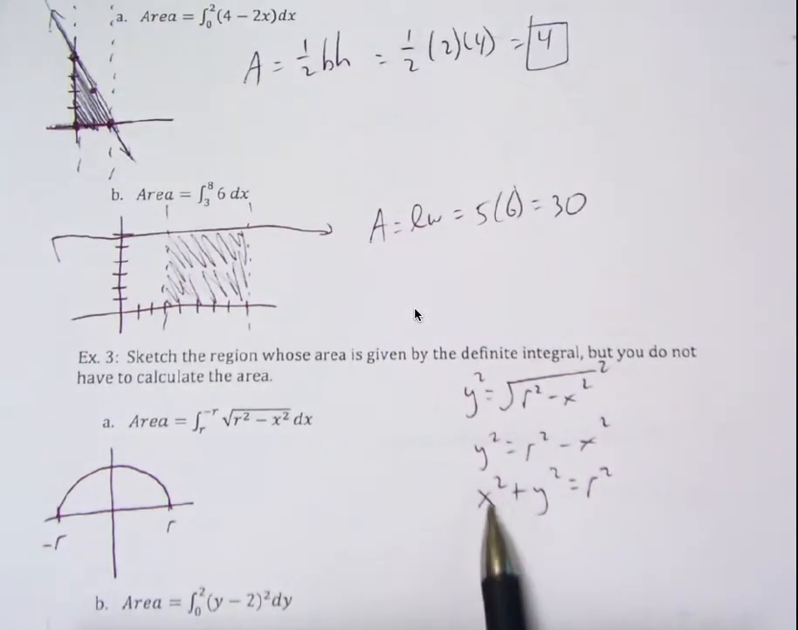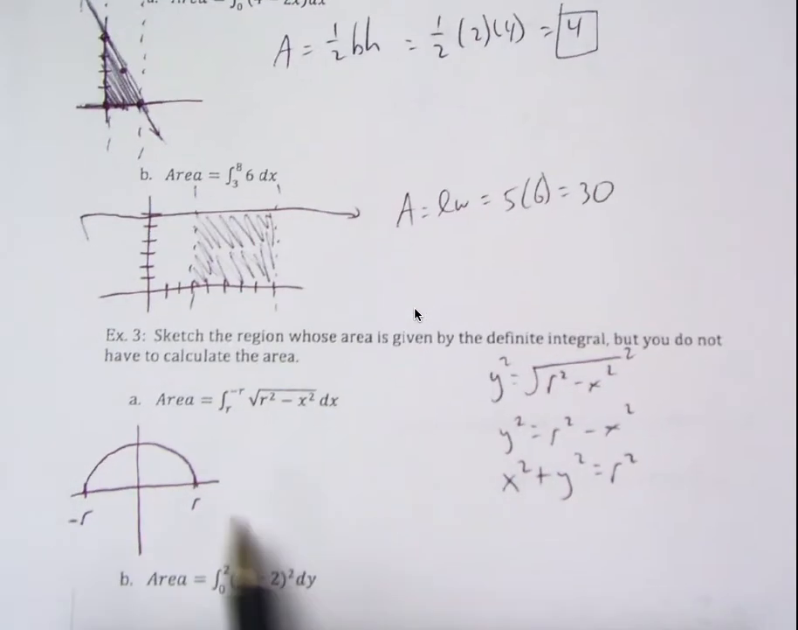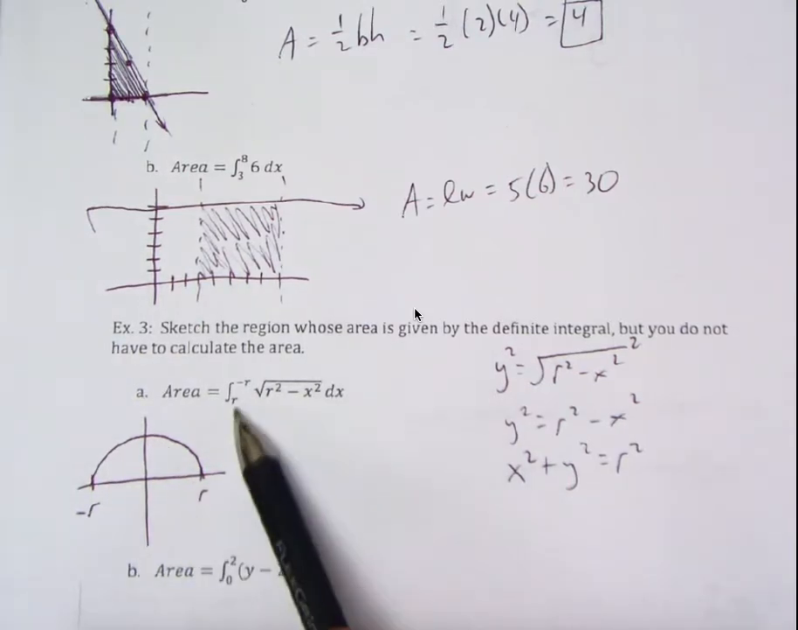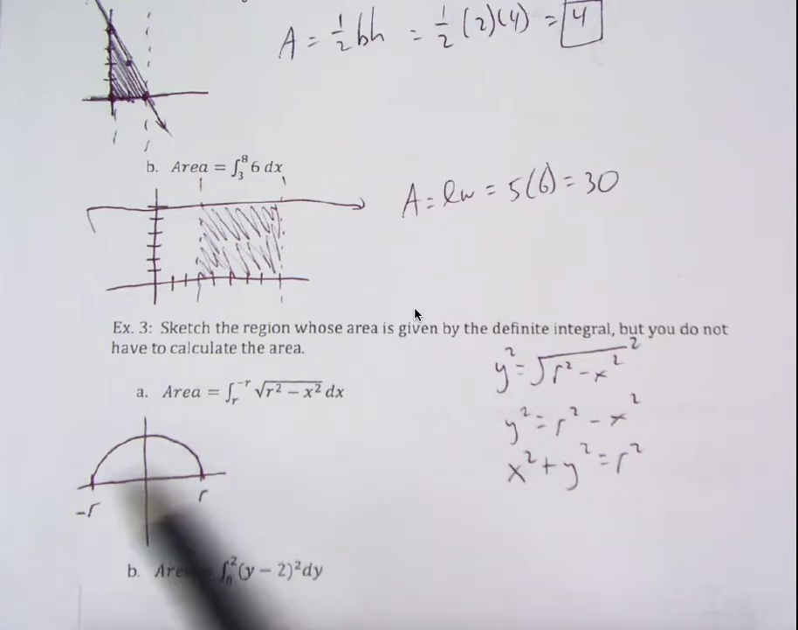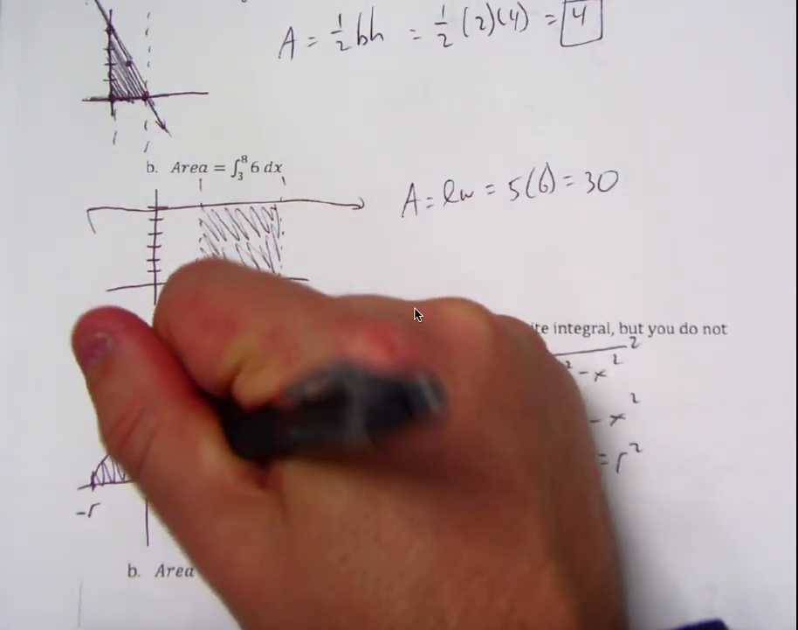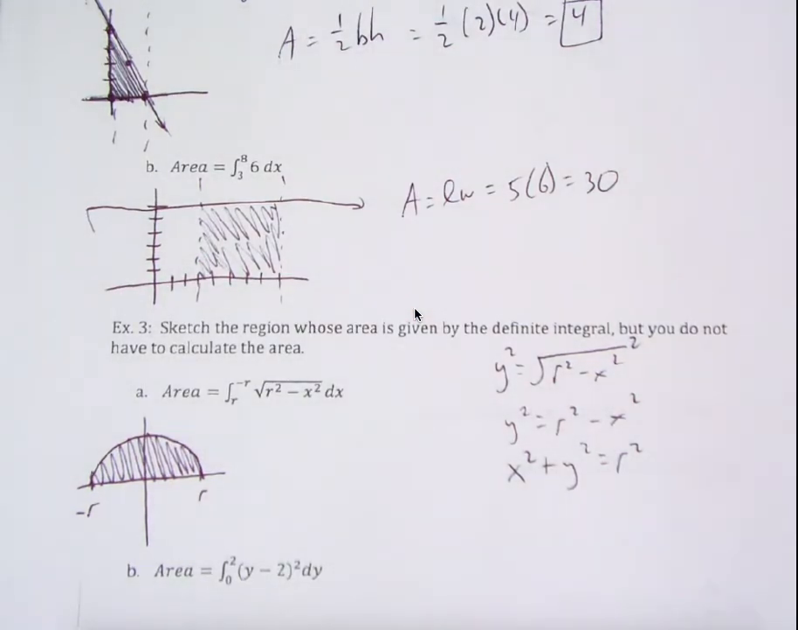We know the center's at 0, 0 because there's no numbers here. So our center's at 0, 0, and it's just the top half of that semicircle. And we are integrating from the left radius to the right radius. So our area would be right here. And it says you don't need to calculate it because we don't know what the radius is.